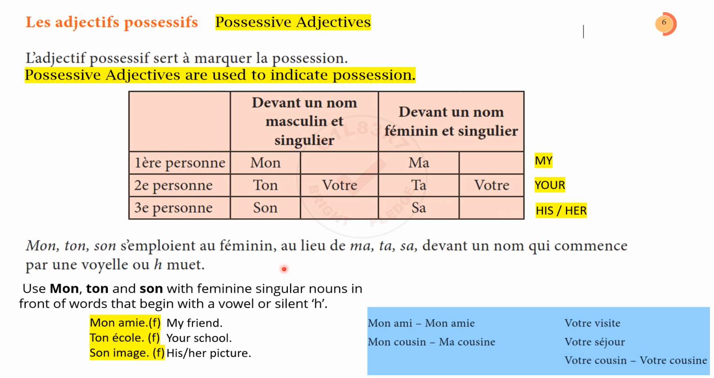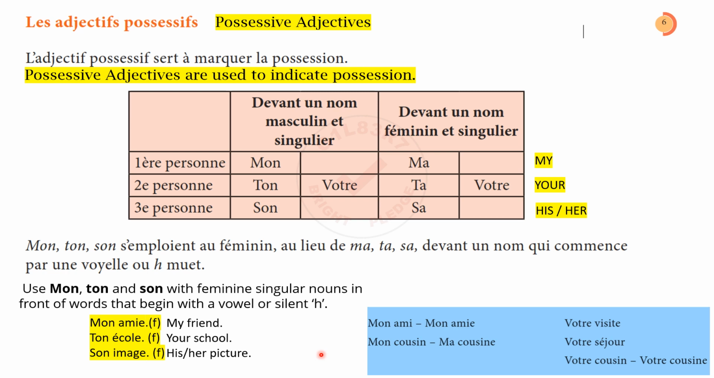So we use again votre here. You can see ton and votre and ta and votre both meaning your. Again, when you want to indicate politeness and show some respect, you can make use of the possessive adjective votre.